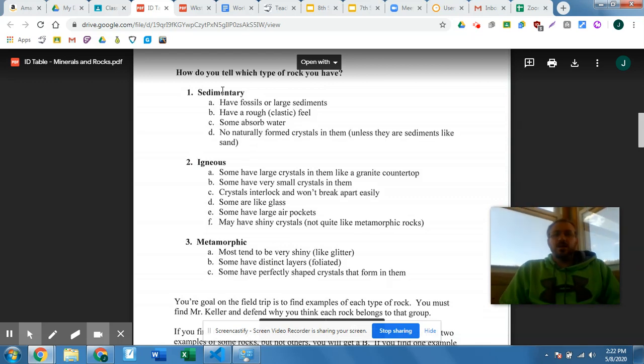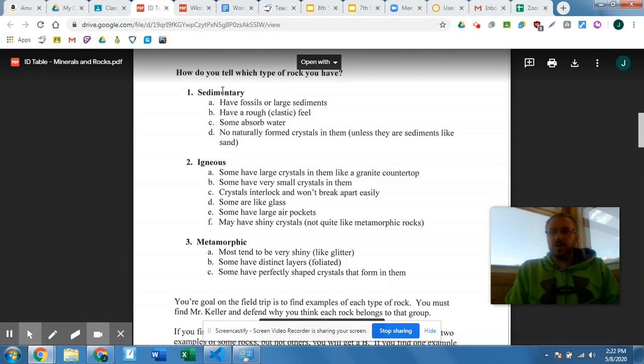So sedimentary can have fossils or large sediments. So if you see sand particles, if you see little tiny pebbles in a rock that are like stuck there, it's a sedimentary rock. If they feel rough or gritty or chalky or just kind of dirty, not actual dirt because it's literally a dirty rock, but if you wash the rock off and it still feels kind of gritty, they call that clastic in the geology world. It's more than likely a sedimentary.